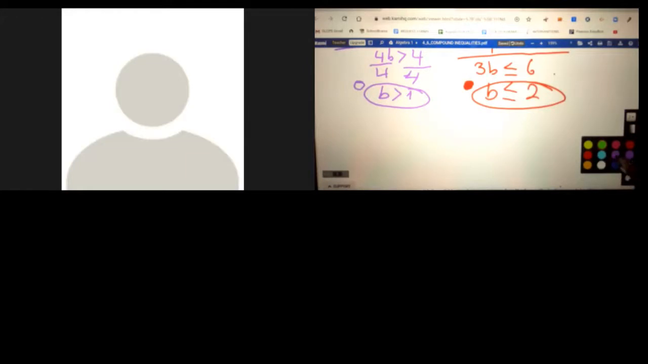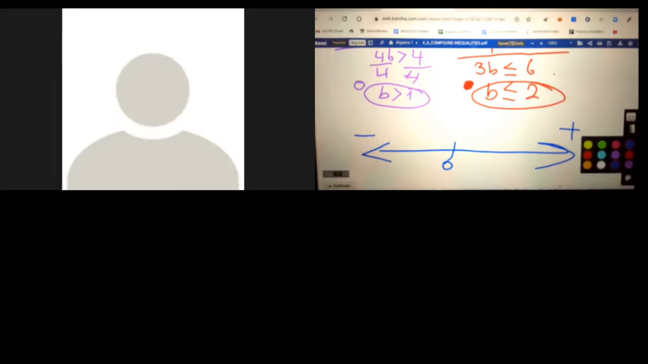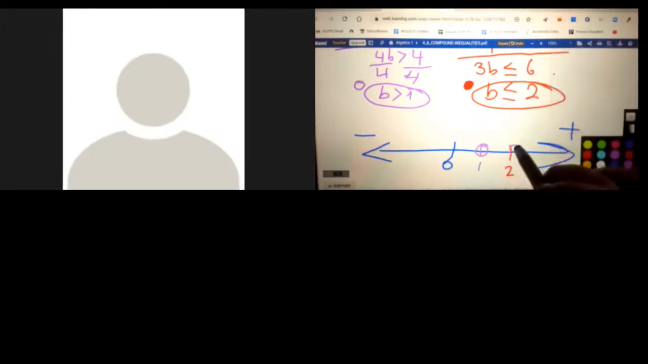I would take, let's say, the blue. I would make a basic line like this, literally. Put a 0 in between somewhere so I know my negative and the positive side. And then the only thing I would do is write these numbers that I found. That's 1, and that's 2. And then mark the inequality. Let's go red. There we go.